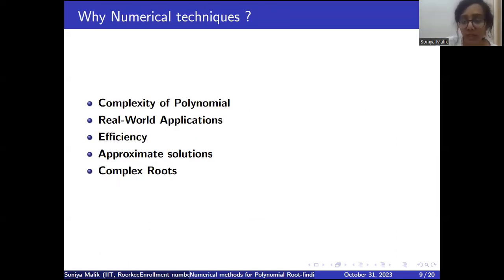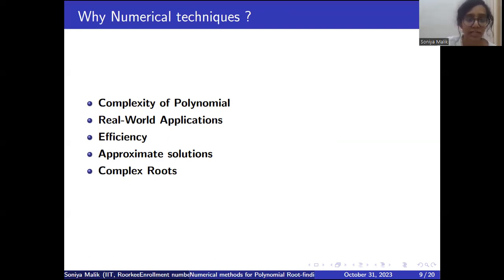So why do we choose these numerical methods? First is the complexity. Sometimes the polynomial is so complex to solve analytically, so we go with numerical techniques to find the solution. And next is when we encounter real-world problems. We encounter some polynomials that are difficult to solve analytically, so we use numerical techniques in real-world problems.